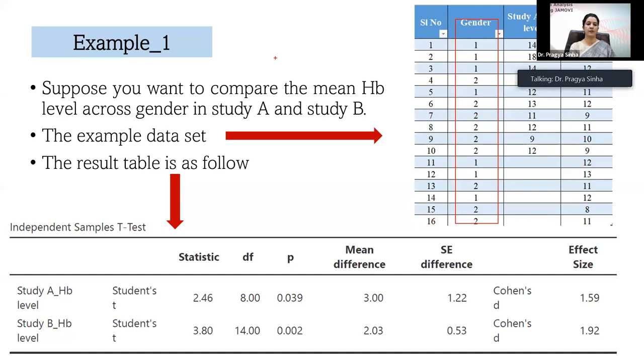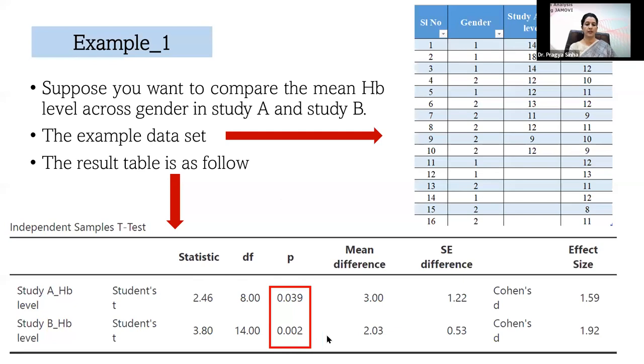Suppose I want to compare the mean hemoglobin level across gender in study A and in study B, then what should I do? Basically, you will see here that this is the output of the independent sample t-test of the study A and study B hemoglobin levels. If I see the values, you see the p-value.